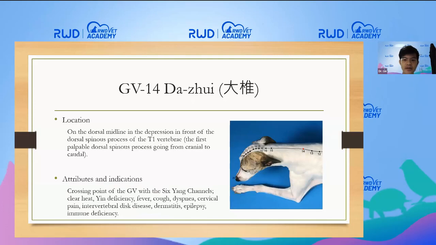GV14, Dazhui, on the dorsal midline in the depression in front of the dorsal spinous process of the T1 vertebra. The first palpable dorsal spinous process going from cranial to caudal. Attributes and indications are: crossing point of the GV with the 6 yang channels, clear heat, immune deficiency, fever, cough, dyspnea, cervical pain, intervertebral disc disease, dermatitis, epilepsy.